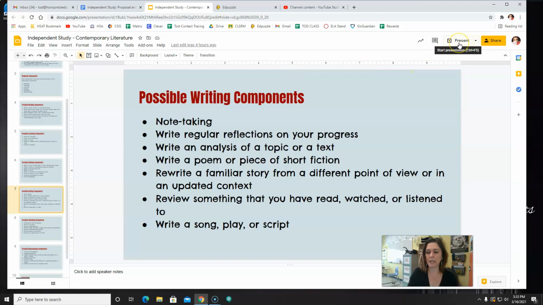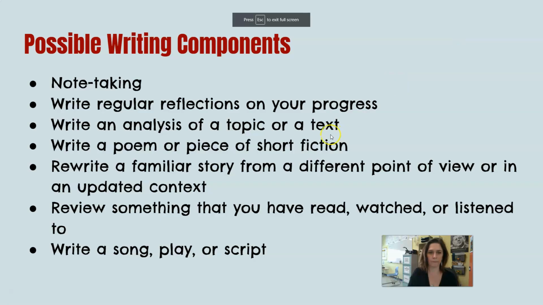So some possible writing components could be taking notes, which you will be doing. Writing regular reflections on your progress. Writing an analysis of a topic or a text, writing a poem or a piece of short fiction, rewrite a familiar story from a different point of view or in an updated context. Like if you rewrote the story of Snow White, but with zombies in 2021. Review something that you have read, watched, or listened to. Write a song, a play, or a script. Okay, these are all possible writing components.